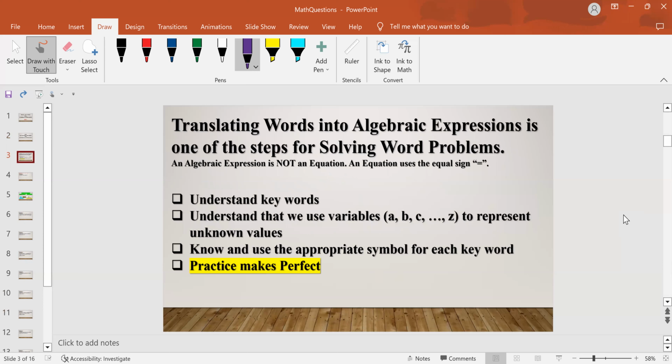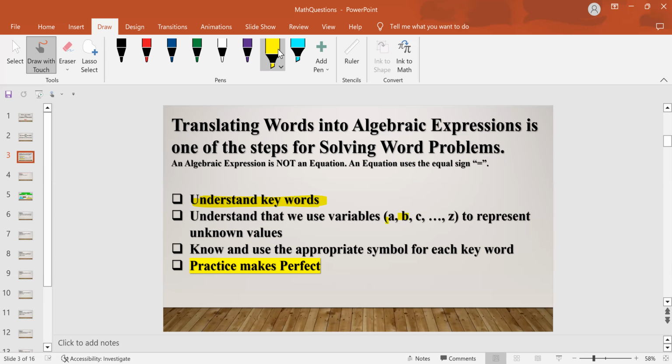So let's see. Translating words into algebraic expression is one of the steps for solving word problems. So we need to understand that. Here it's not to solve word problems, but just to translate words into expressions. It's going to be math expression. But understand that keywords are very important in these problems.